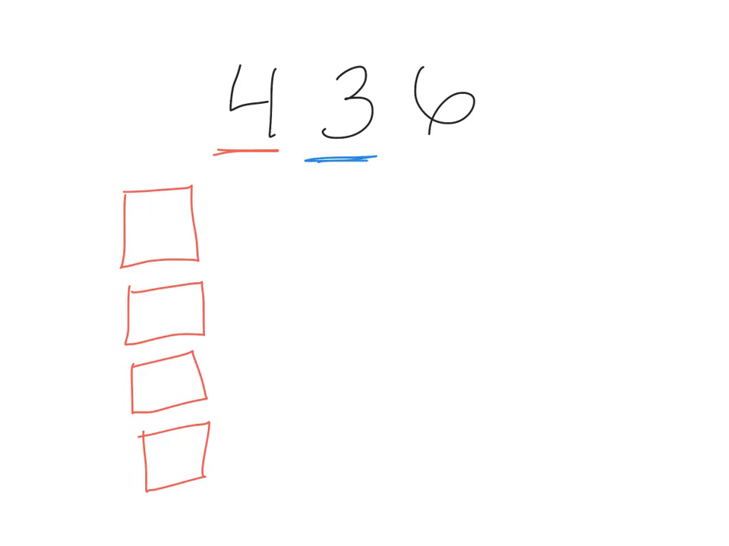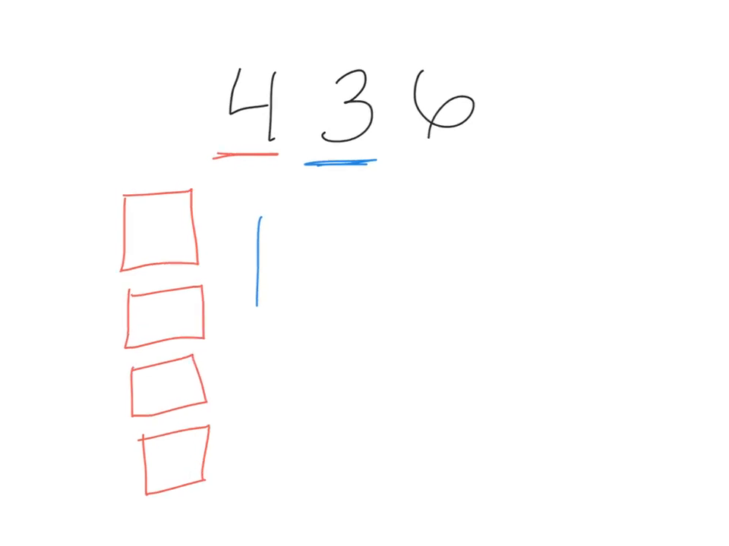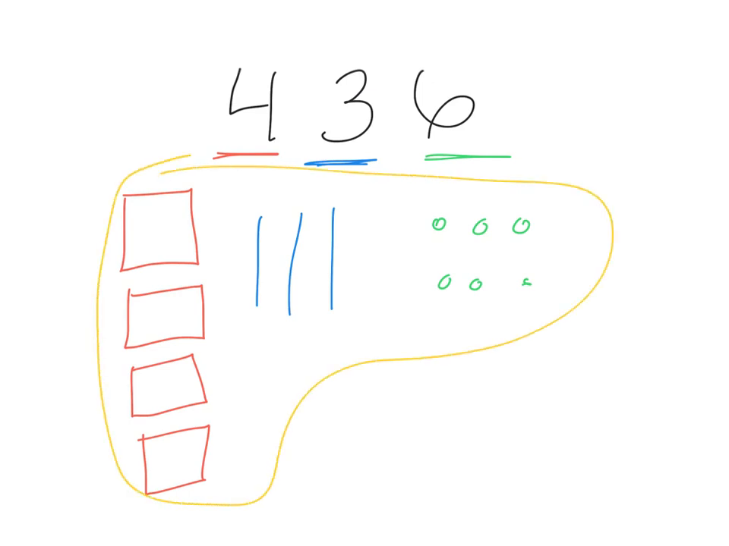My 3 here tells me I have 3 tens. So I can draw 3 10 pieces. My 6 here tells me I have 6 ones. 1, 2, 3, 4, 5, 6. So visually, this number here is equal to 436.